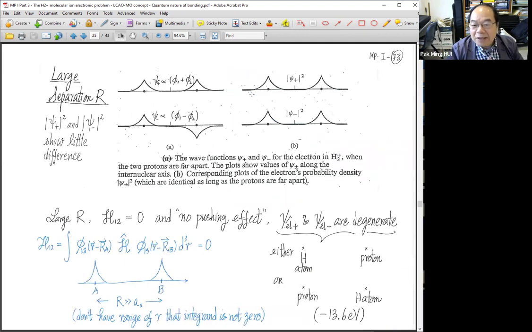So now let's look at some picture. When R is very large, we already mentioned it. This is phi 1. This is phi 2.